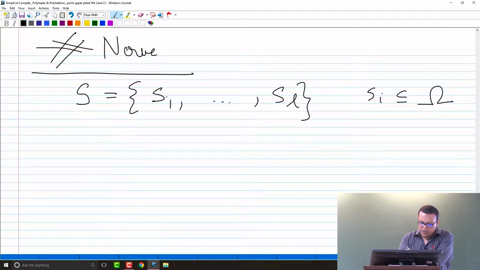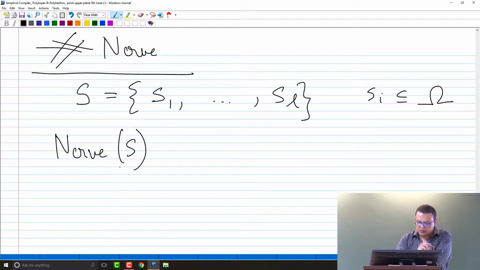Now what I want to do is build a nerve complex of S, this collection. It is called nerve of S. First let me define what this will be. Nerve of S will be a simplicial complex, an abstract simplicial complex also. We will first define the abstract simplicial complex, that is the easiest to define. We have to define what the vertices will be. I say the vertices of the simplicial complex are S1 to SL itself.